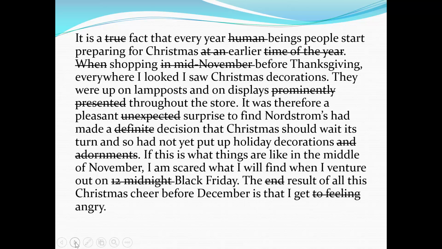When shopping in mid-November before Thanksgiving. Okay, well, mid-November is before Thanksgiving, so pick one or the other there. Everywhere I looked, I saw Christmas decorations. They were up on lampposts and on displays prominently presented throughout the store. Well, if it's on a display, it's probably being prominently presented. And again, you could say it's prominently presented, I guess, but display is much more concise.